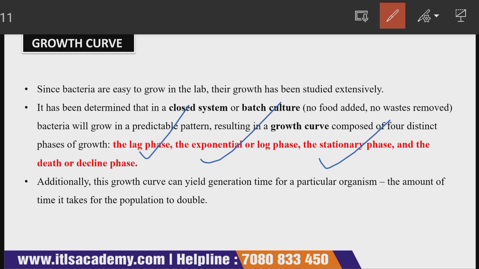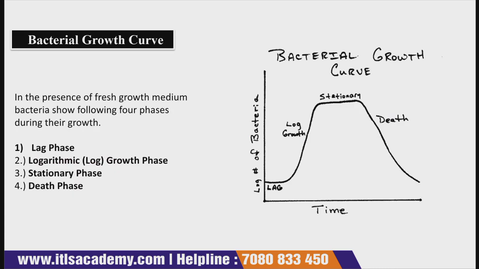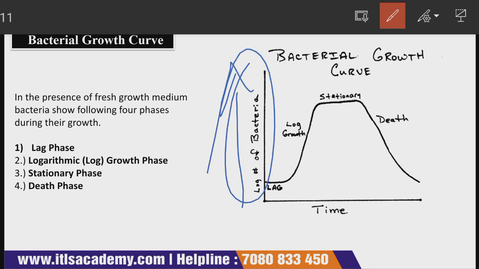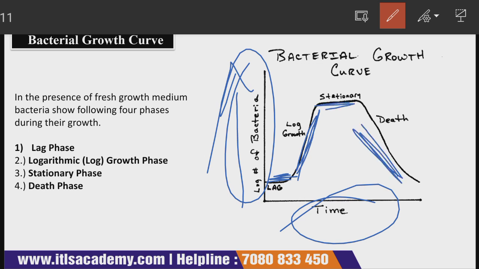So simply, if I draw a growth curve, it looks like this. Here is the number of bacteria, and here is time. Can you see, this phase is known as the lag phase, this is the log phase, this is the stationary phase, and this one is the death phase.